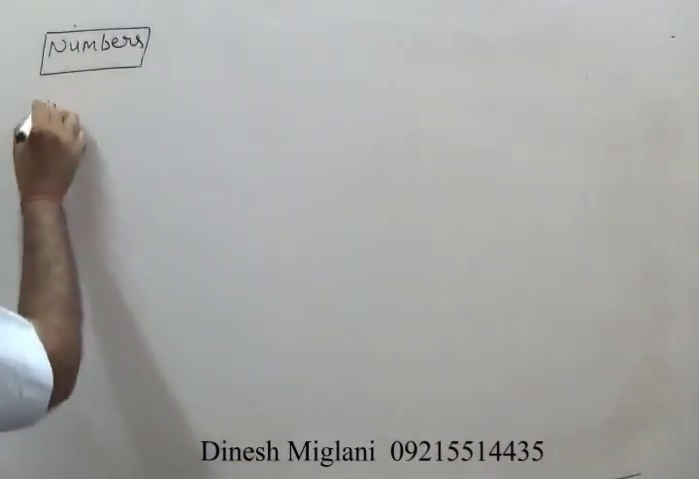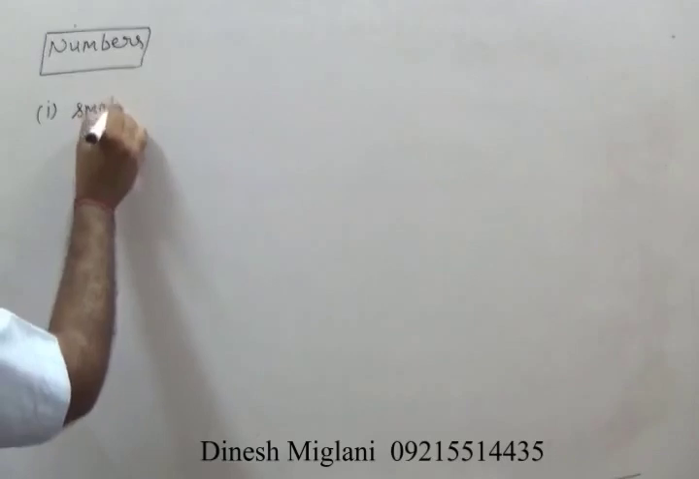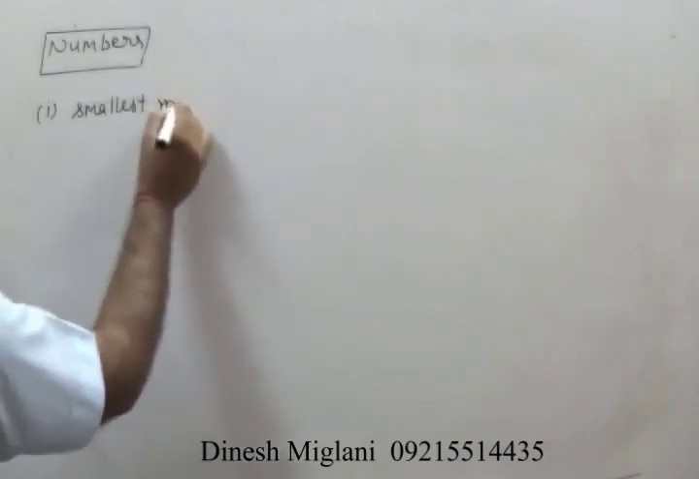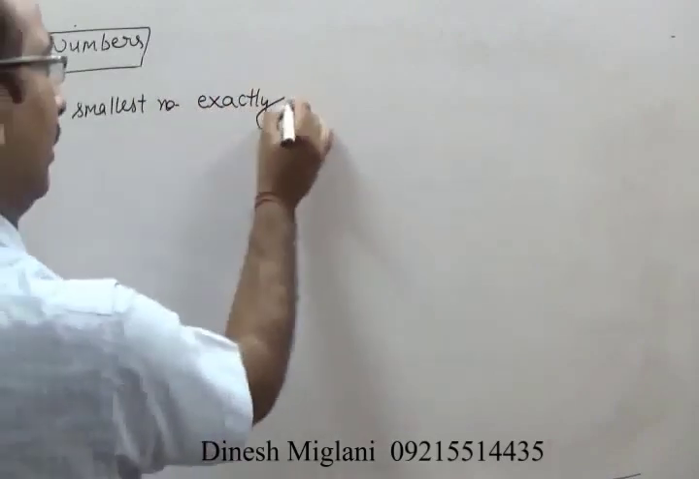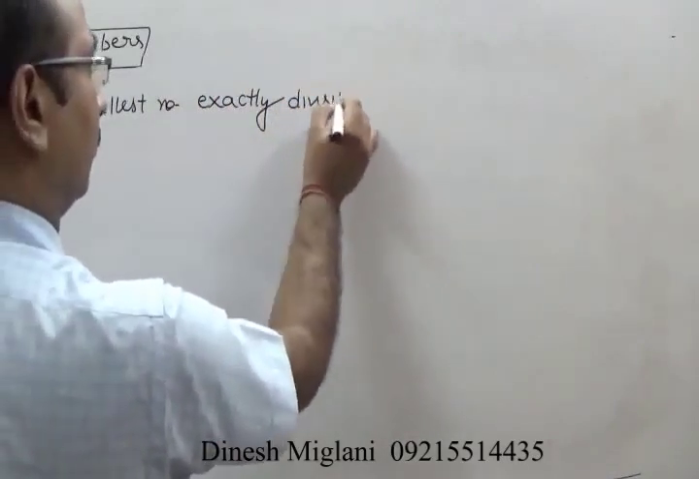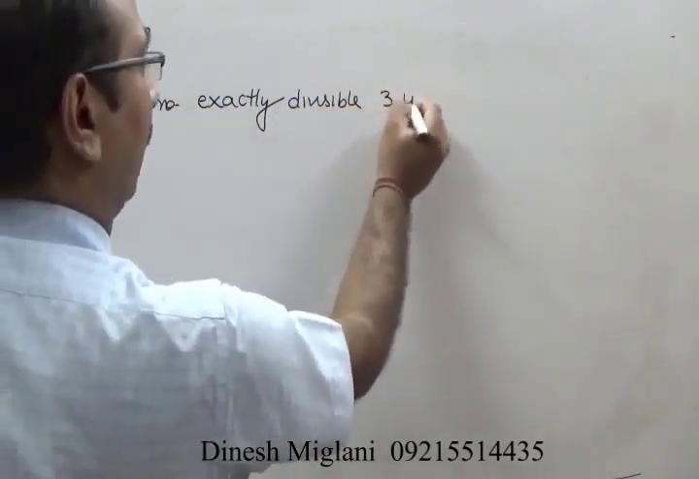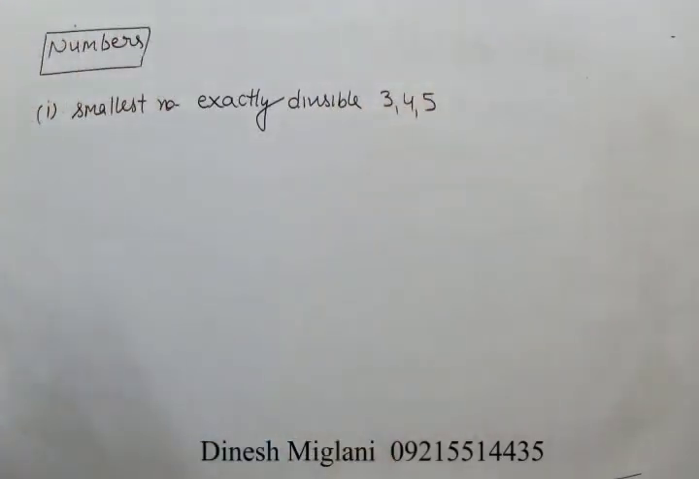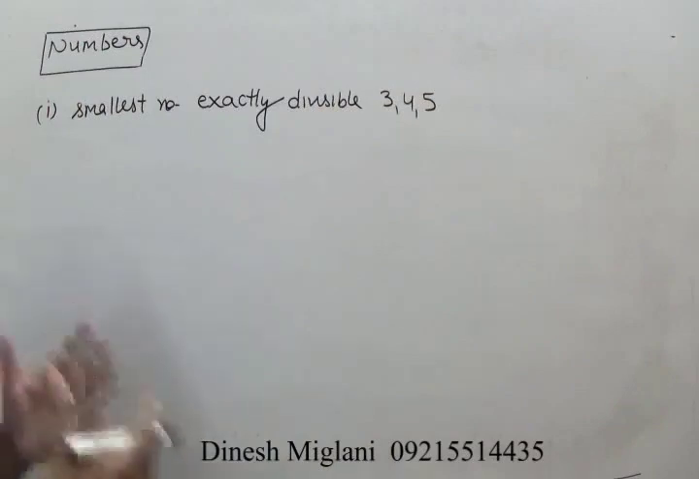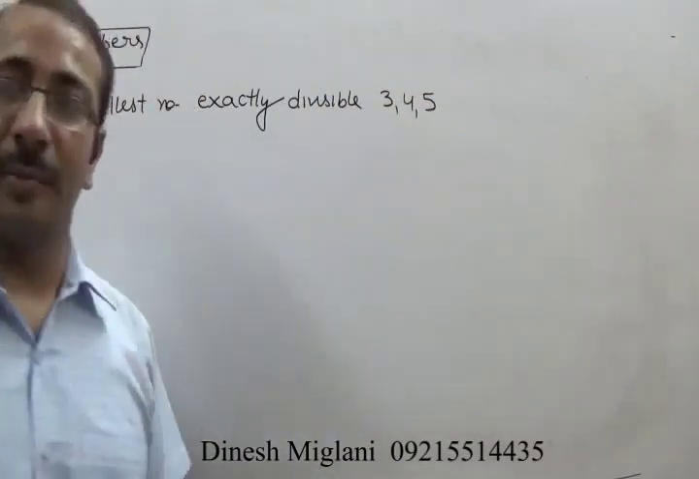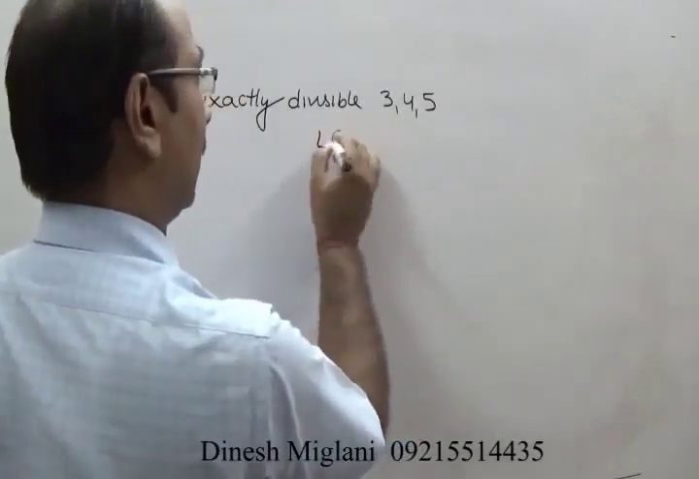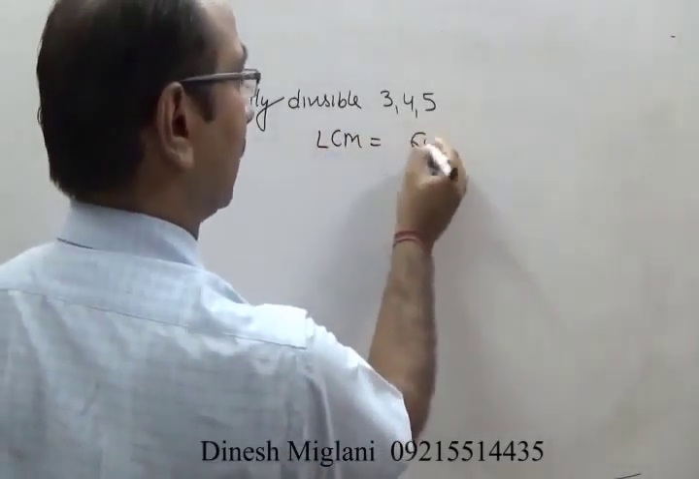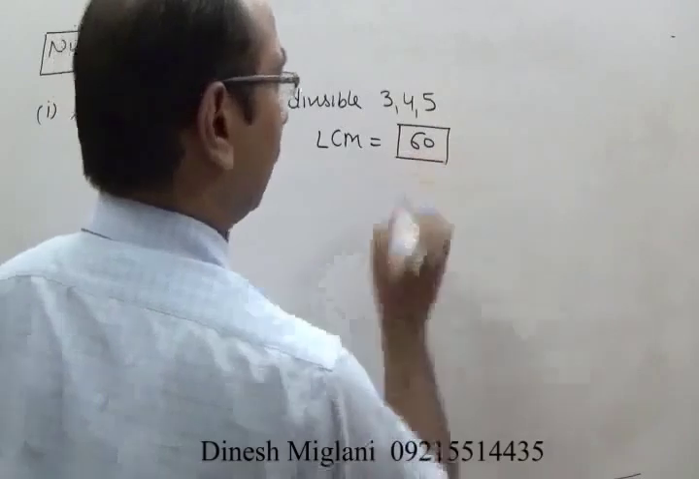Now I am going to start with the first statement. The first statement is, find the smallest number which is exactly divisible by 3, 4 and 5. It means I need a number which is a multiple of 3, 4 and 5. I have to take the smallest number. I take the LCM. The LCM of 3, 4, 5 is 60. So I can say the smallest such number is equal to 60.